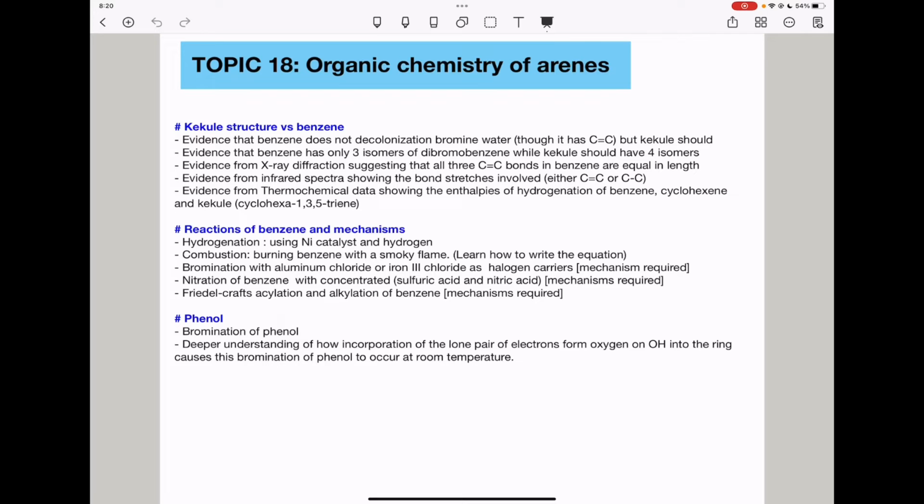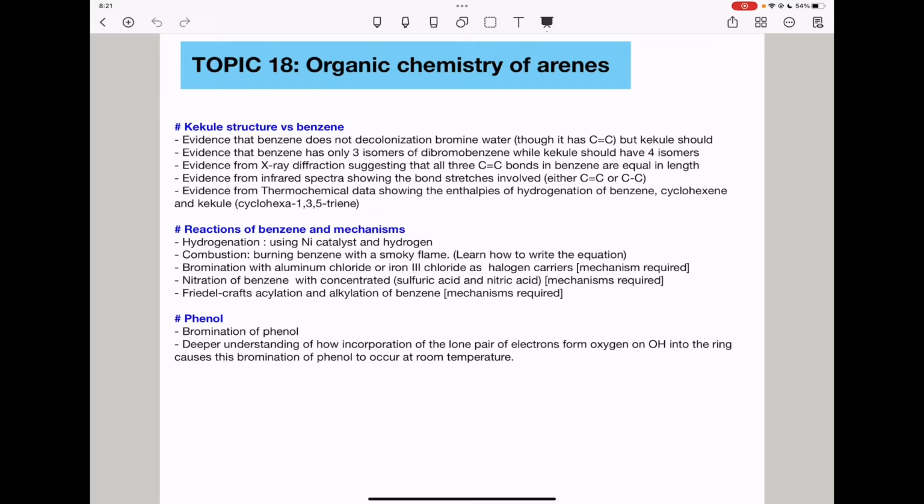They can ask you about Friedel-Crafts acylation as well as alkylation of benzene. Remember that these reactions are carried out in the presence of halogen carriers. You need to fully understand the mechanisms, the formation of the electrophiles, as well as the regeneration of the catalyst.